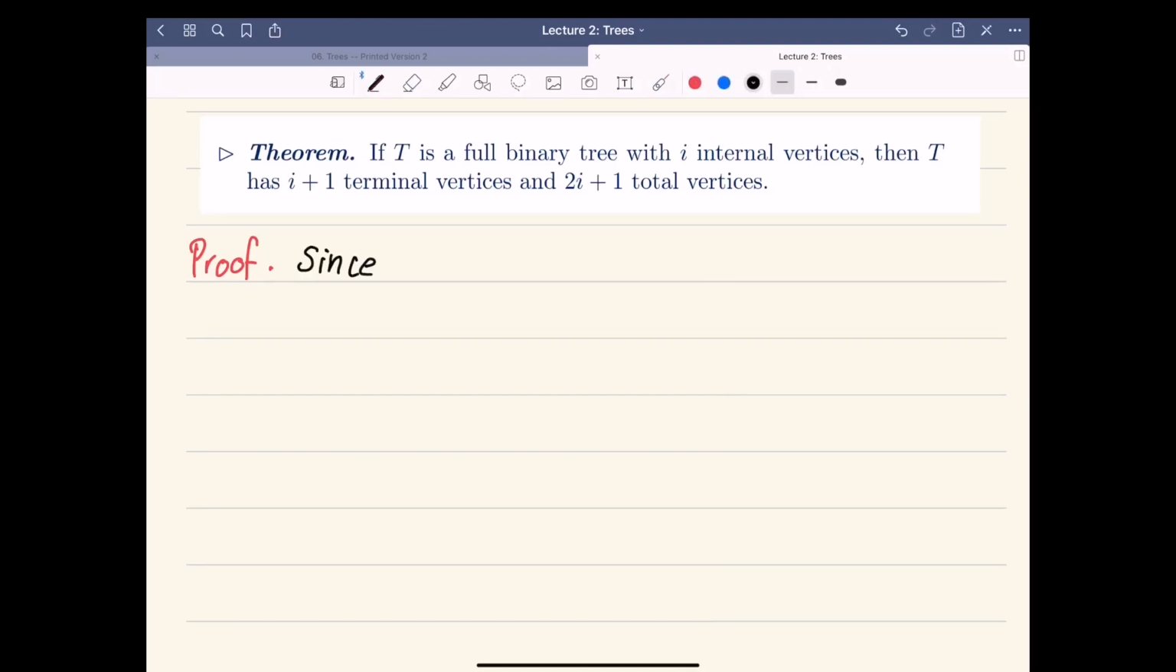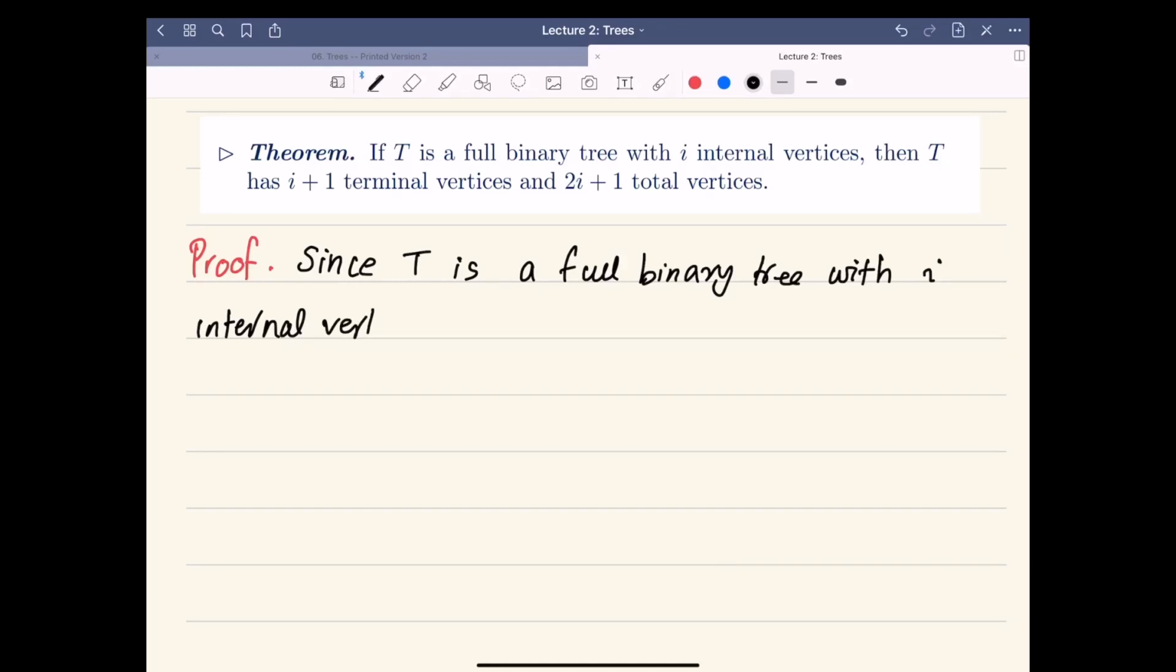since T is a full binary tree with I internal vertices, then we will have 2 equations: n equal to 2I plus 1 and n equal to I plus t. Here I have replaced m by 2 because it's a binary tree, and I have replaced L by t, which is a terminal. So a terminal is in fact a leaf.